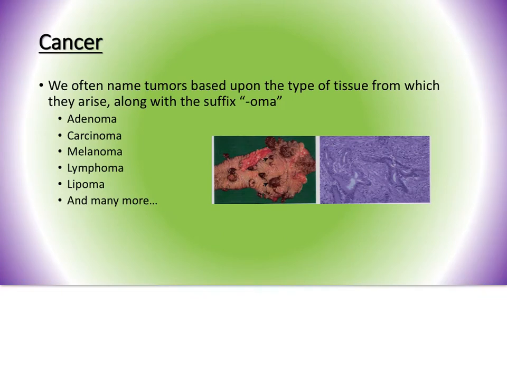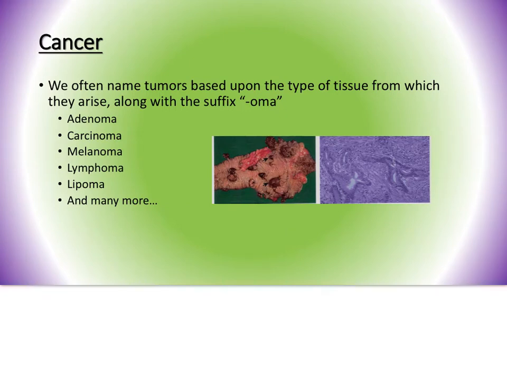Now, we often name tumors based on the type of tissue that they come from, and then we put the suffix "oma" at the end of it. So just a couple examples here, but you might run into some of these kind of terms. An adenoma, right? An adenoma really is a cancer that comes from any kind of gland. So if it comes from a gland in your body, they might call it an adenoma. Carcinoma is similar. Carcinoma usually indicates malignancy. So they might say that you have a hepatic carcinoma, and that would mean that you have a liver cancer that has become malignant.